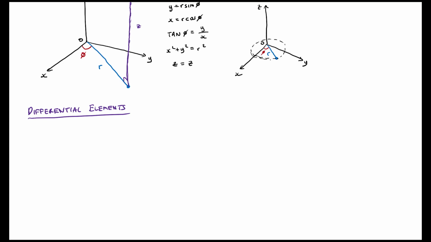Remember, we've done a few of these already. We need to be able to figure out what the differential length elements are in order to figure out how to calculate a differential surface area element or a differential volume element so that we can integrate and figure out the surface area or volume of a cylinder or something of a similar shape.